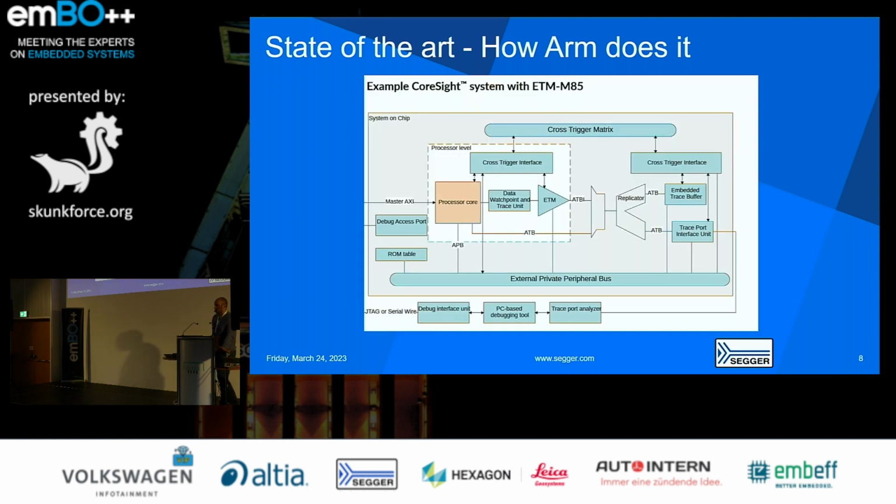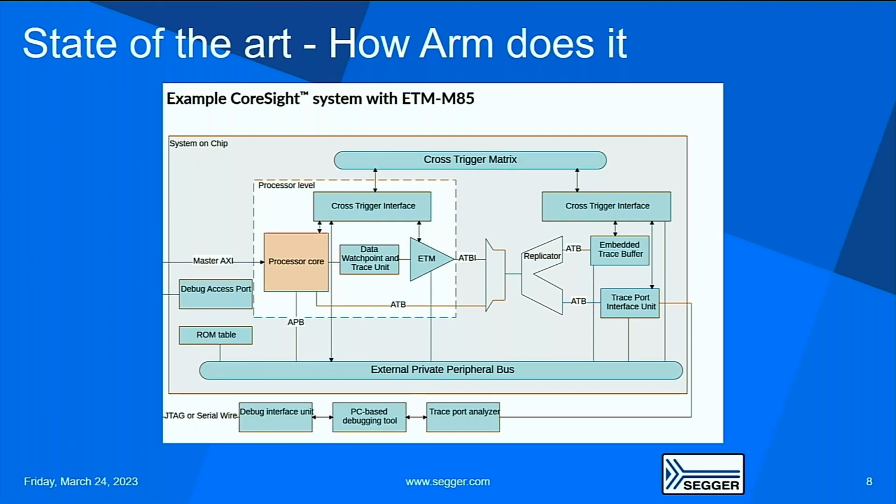So how does this look in a typical ARM system? Here's an example from the ARM manual for the Cortex-M85, the newest architecture from ARM. What we see here is the processor core. This is connecting to the ETM, the trace encoder. This is always a unit together at the processor unit level. And this is now streaming out over the trace bus to a replicator, where the same data is simply being pushed to the embedded trace buffer and a trace port interface unit, which is the pin interface. And it goes out to a trace probe or whatever.